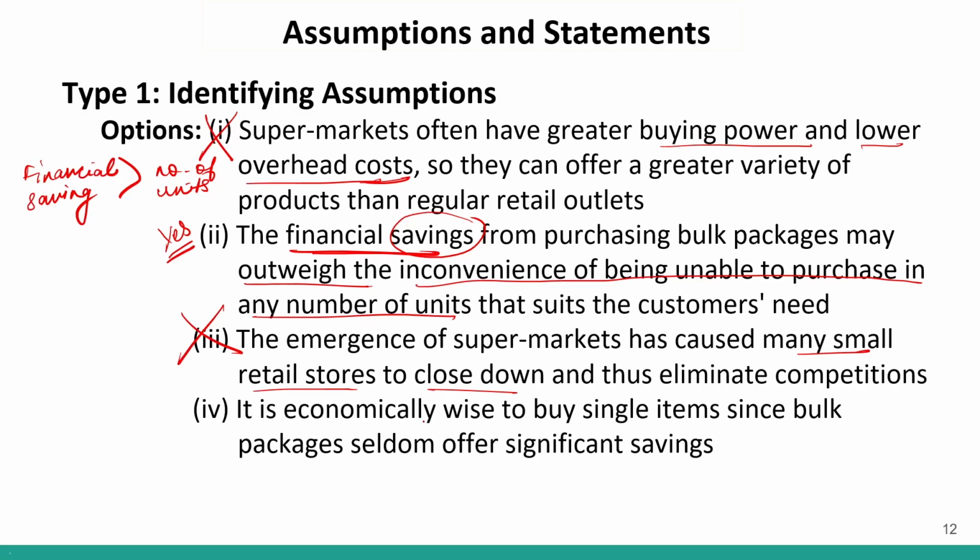Fourth one says, it is economically wise to buy single items since bulk packages seldom offer significant savings. This is actually very contradictory to the statement. This is the exact opposite of what is mentioned in the statement. So this is not the correct assumption. Answer will be option number 2. Option number 2 will be the correct assumption for this question.